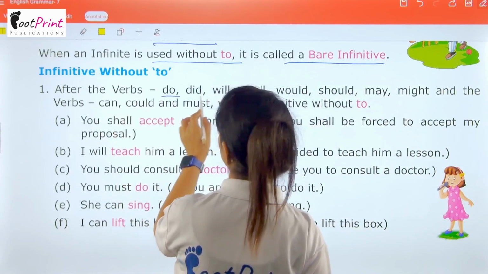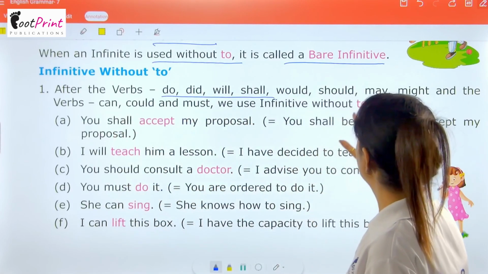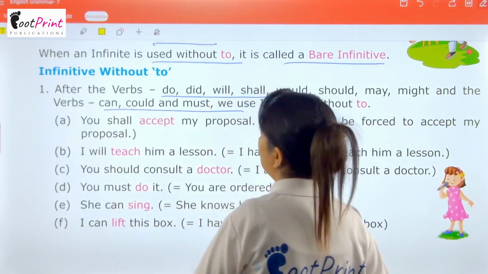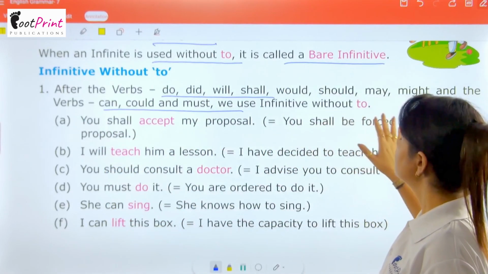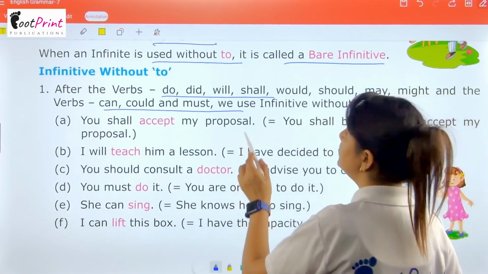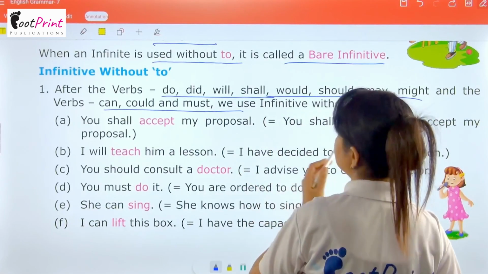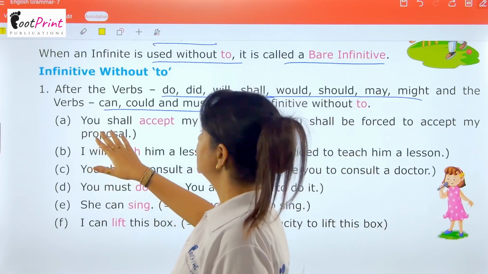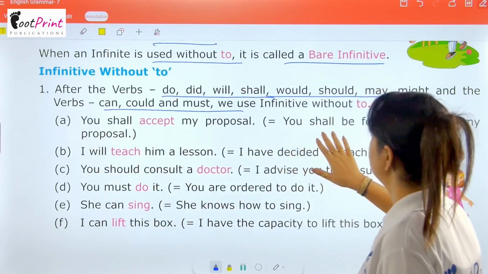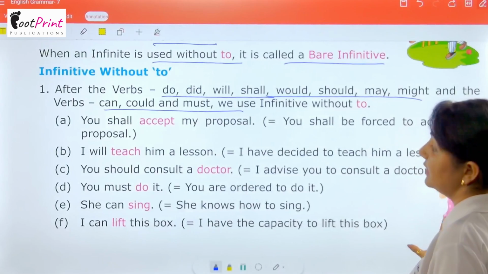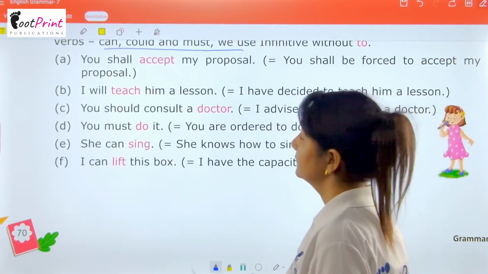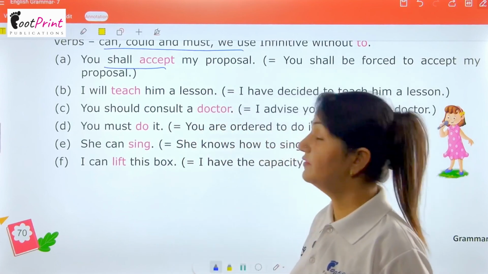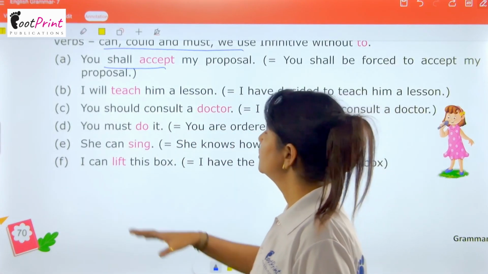After the verbs do, did, will, shall, would, should, may, might, and the verbs can, could, and must, we use the infinitive without to. When these words are there in the sentence, we will use the infinitive without to. Next, you shall accept my proposal. You shall be forced to accept my proposal, because accept is coming after shall. So here we will not use any to.